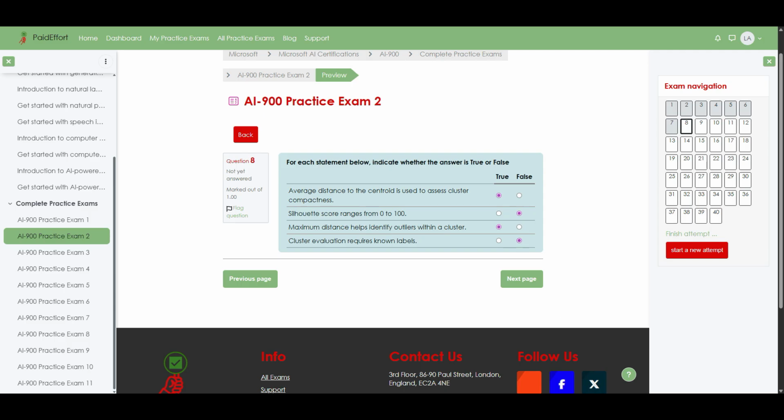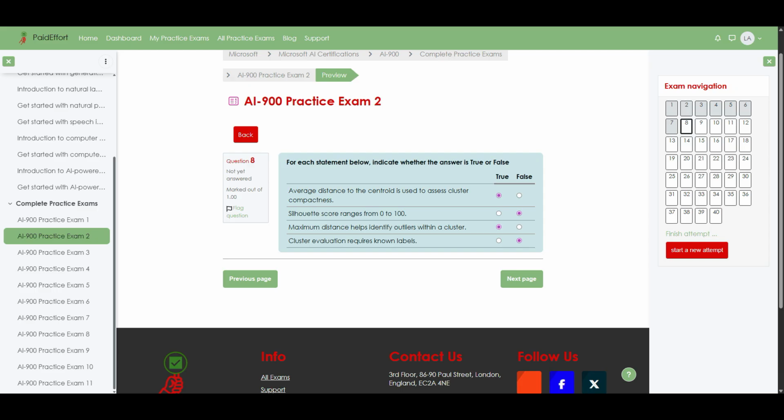The first statement is true. In clustering, compactness refers to how tightly grouped the data points are within a cluster. One way to measure this is by calculating the average distance of all points in a cluster to the centroid. Smaller values indicate more compact, cohesive clusters. Now, the second statement is false. The silhouette score, which is commonly used to evaluate clustering quality, actually ranges from -1 to 1. A score closer to 1 indicates well-separated, well-formed clusters, while values near or below 0 suggest poor or overlapping clustering.